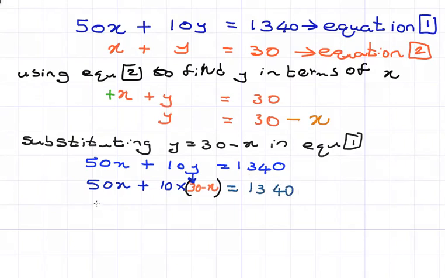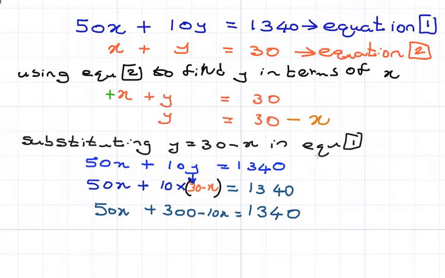So now what do we have? We got 50x. All right, now it's time to remove the brackets. Plus 10 times 30. What is plus 10 times 30? That gives us plus 300. Now plus 10 times minus x. So plus into minus is minus. 10 times x is 10x, equal to 1340.